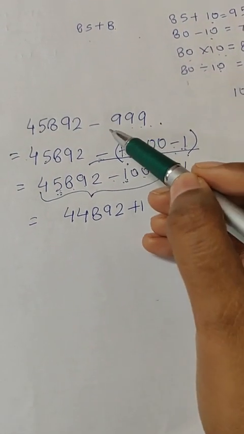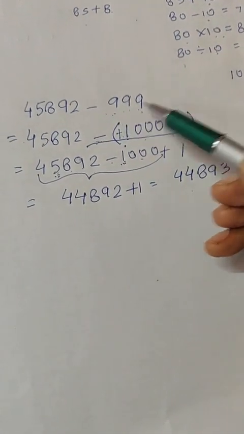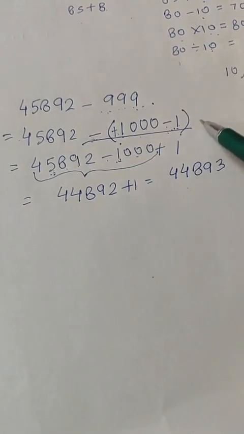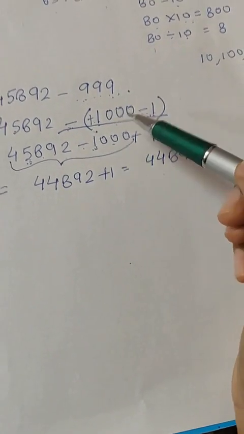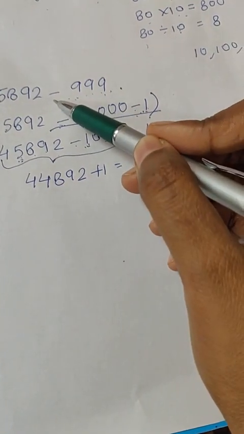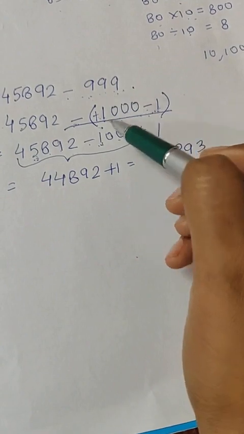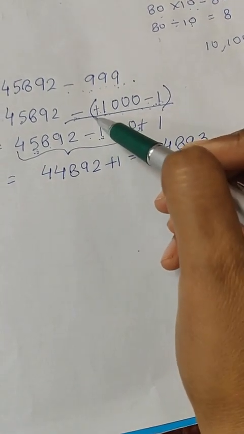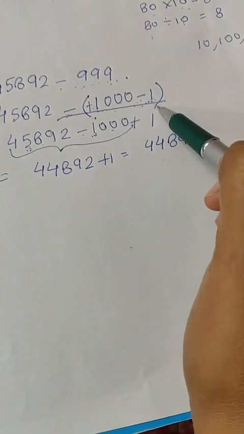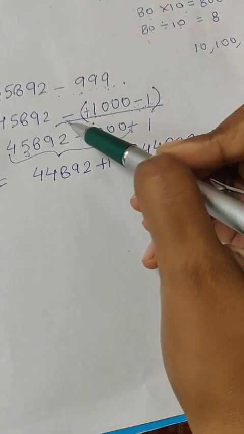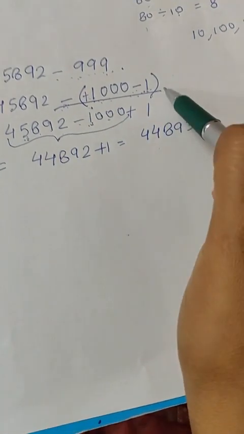Okay, so what I did, I wrote 999 as 1000 minus 1, but whenever we replace any number by this sort of expression, we always enclose that in a bracket. So that if there is any sign change which is required, we can deal with that. When I wrote it like 1000 minus 1, 1000 had a plus sign and 1 had a negative sign. And when there is a bracket, why do we put the bracket? So that we can multiply the signs inside with the signs outside. Only then you can open the bracket.